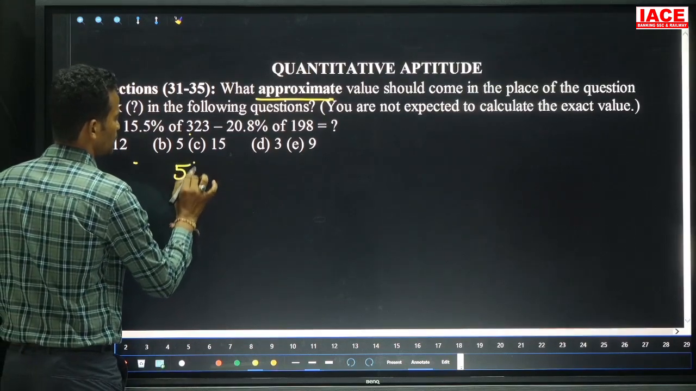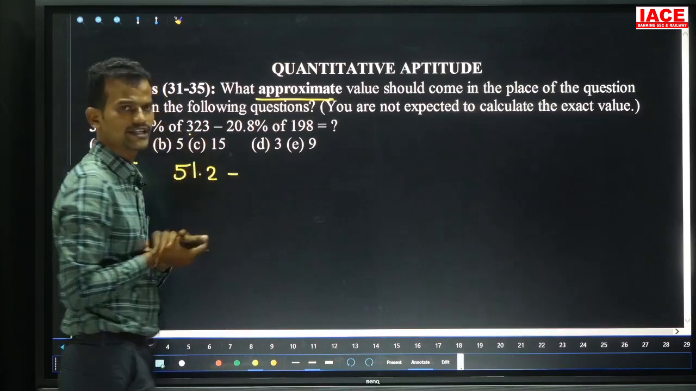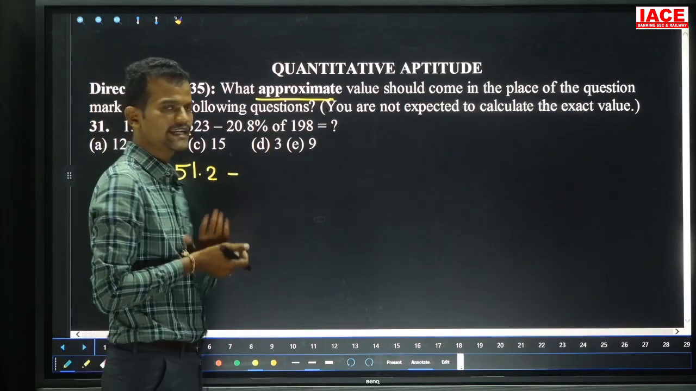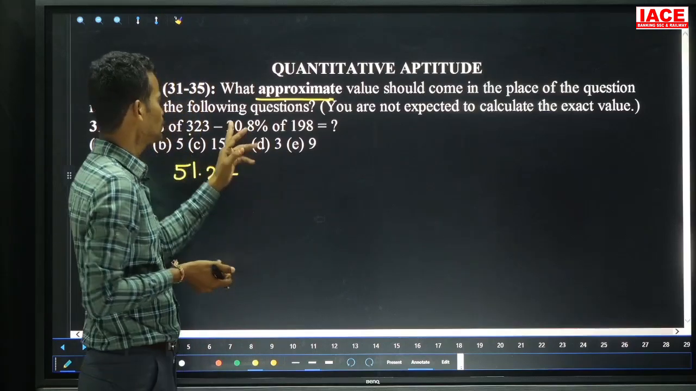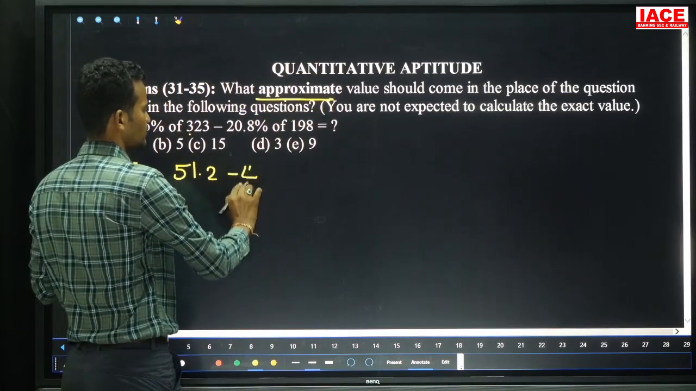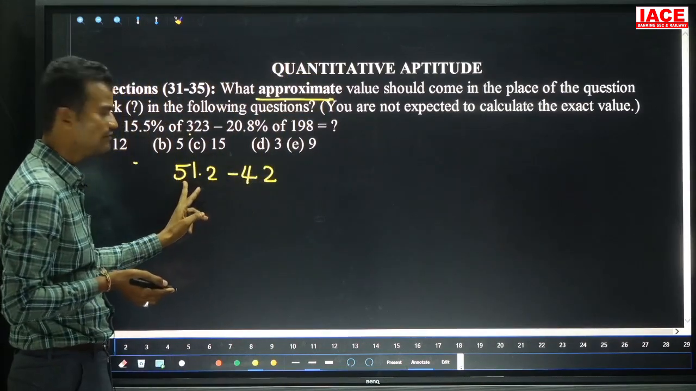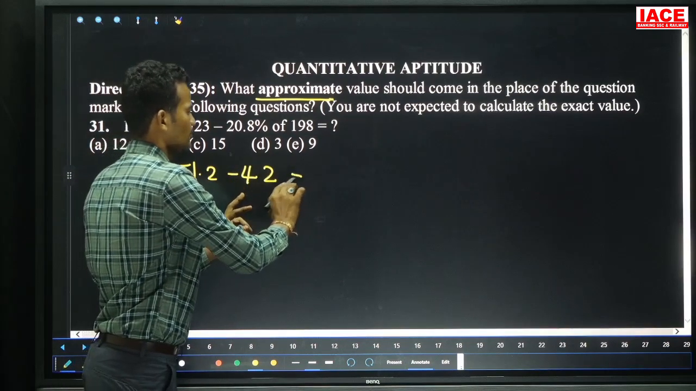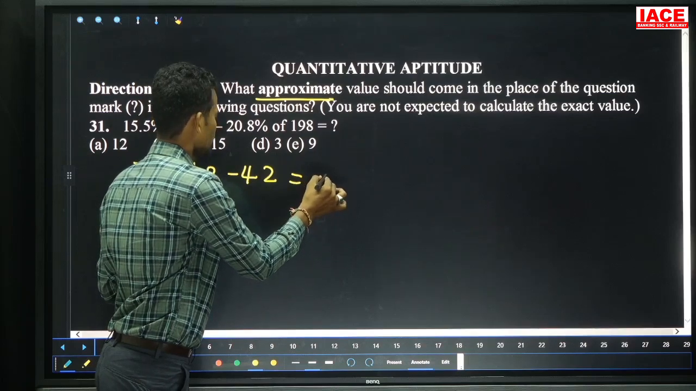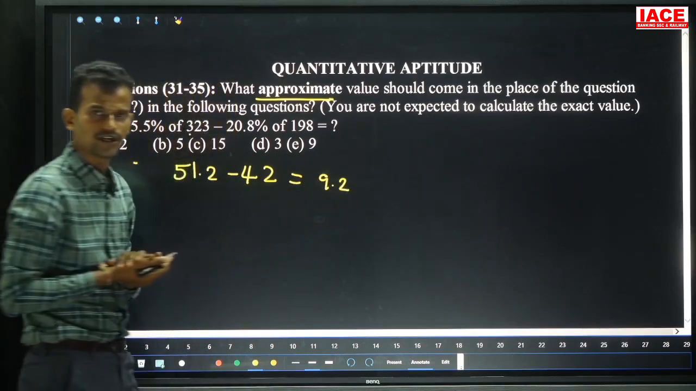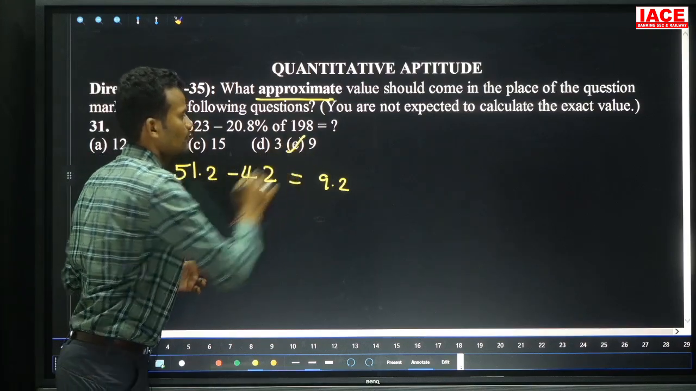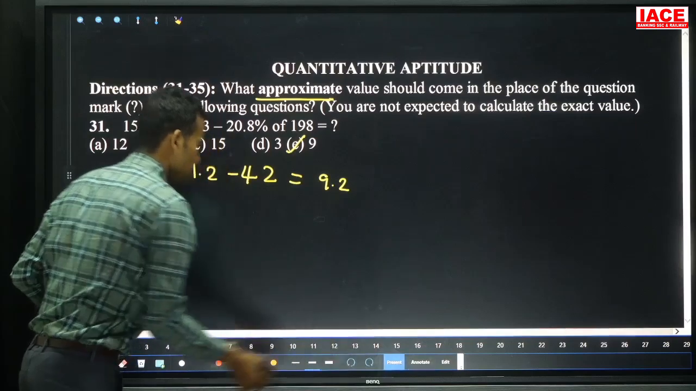What is the value? 51.2 minus 20.8%. 20.8% is nothing but 21%. 198 approximately 200. So 200 means percentage, 2 zeros will be cancelled. 21 2s are 42. So this is the approximate value. 51.2 minus 42, how much will it become, sir? 51 minus 42 is 9, so 9.2. 9.2 is very close to 9 or not? So what is your answer? Option E. Clear? See the next question.